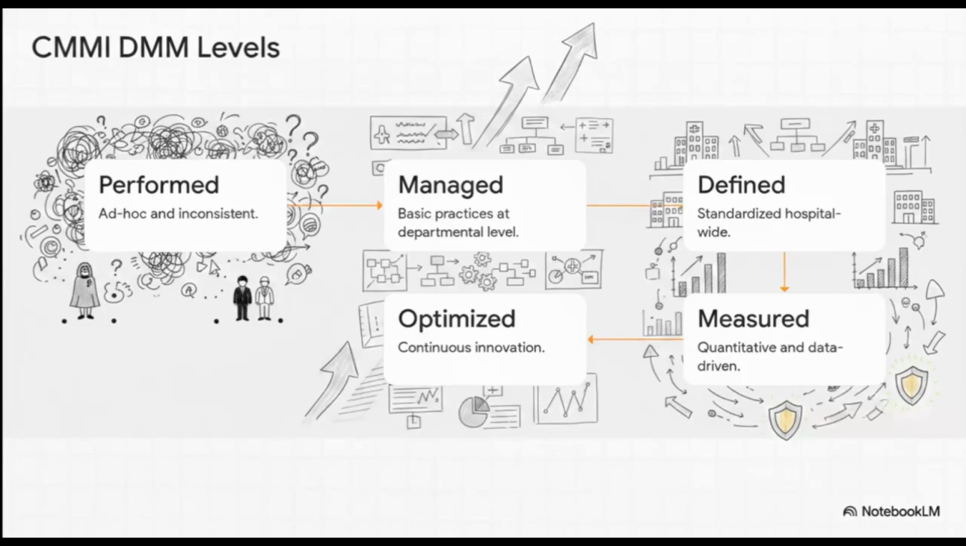First to level 3, where processes are standardized hospital-wide. Then to level 4, where security is meticulously measured with quantitative data. Ultimately, we're aiming for level 5, an optimized state where they are continuously innovating ahead of new threats.